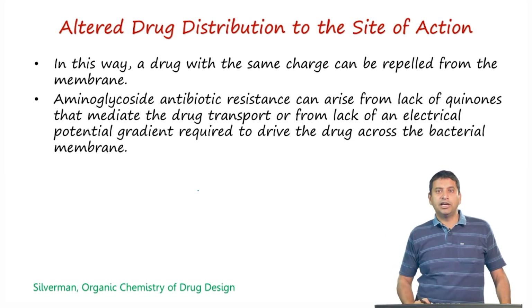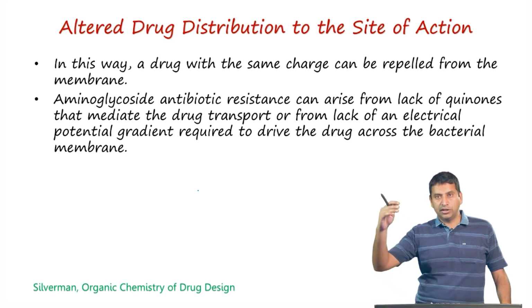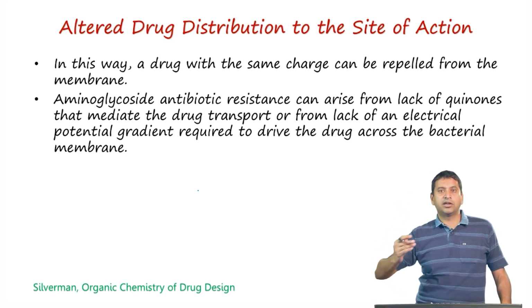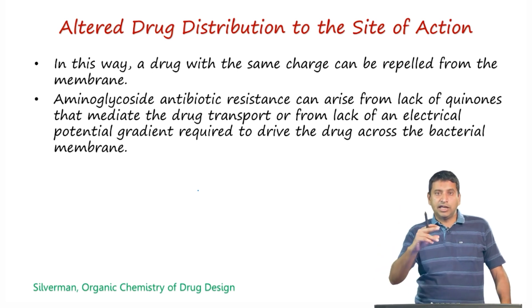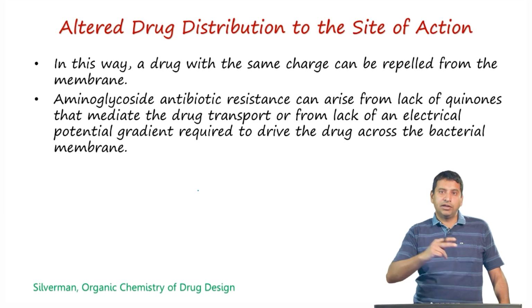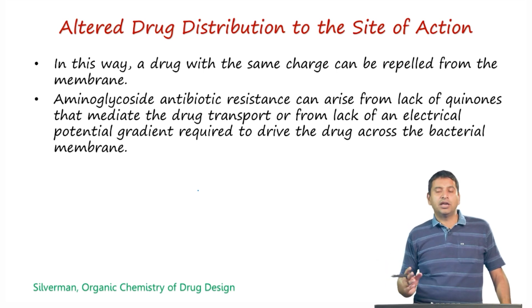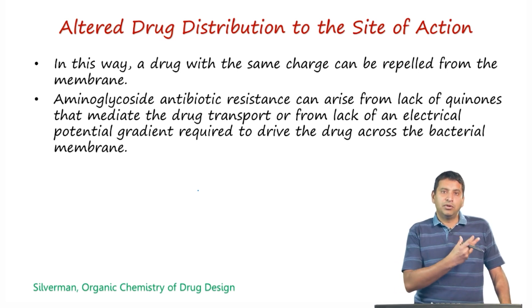Aminoglycoside antibiotics, for example, become ineffective because of a lack of quinones that mediate the drug transport, or from the lack of an electrical potential gradient required to drive the drug across the bacterial membrane. These two can result in decreased uptake of aminoglycosides, which is going to result in resistance.